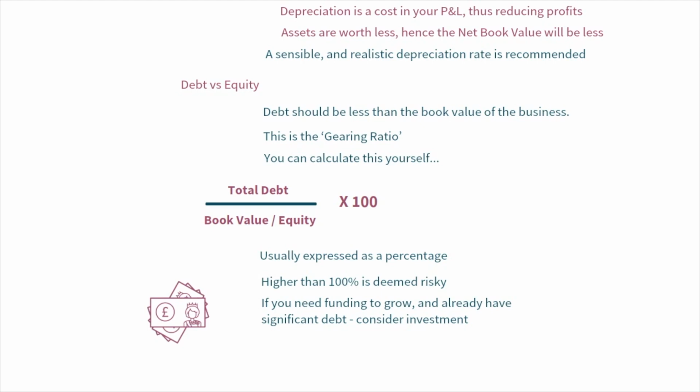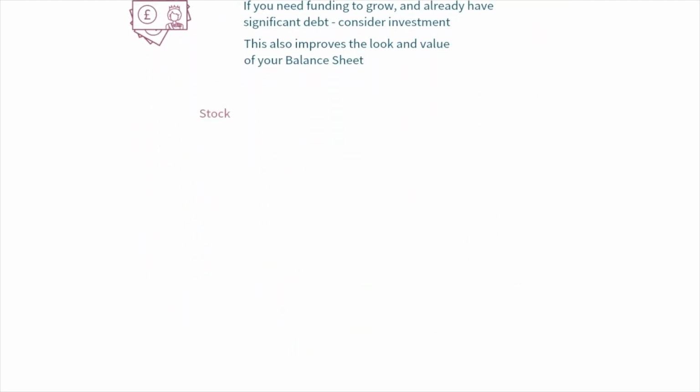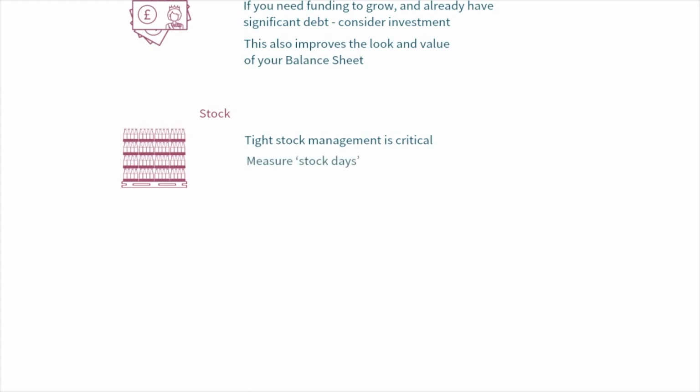Investment into a business also improves the look and value of a balance sheet. Stock. Tight stock management is critical, as clearly stock uses up cash, and without cash, a business cannot operate. Establish an internal method for measuring stock days, which will show how quickly or slowly stock is turned over or used. Set targets for stock days as a KPI. The lower the better, and monitor these regularly.